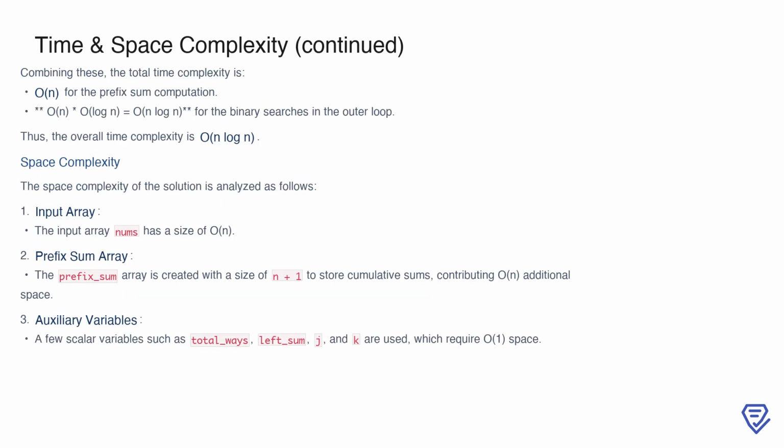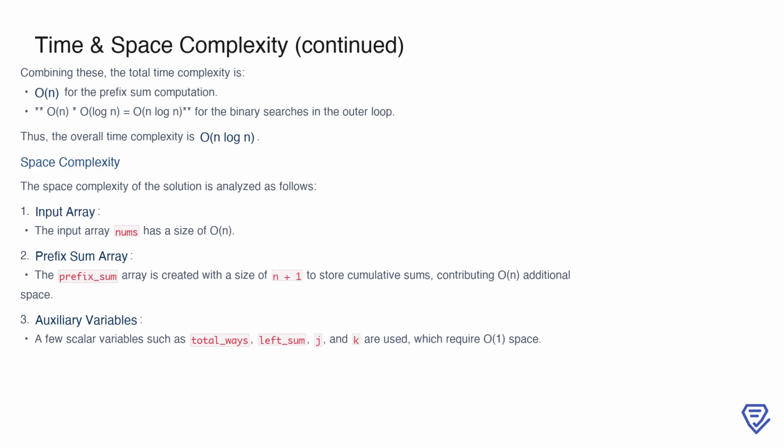When we combine these operations, the total time complexity is derived as follows. First, we have O(n) for computing the prefix sum array. Then, for the outer loop, there are n iterations, and during each iteration, the binary searches together contribute O(log n). Multiplying these gives us n times log n, which is O(n log n). Adding the prefix sum computation to this, the overall time complexity remains O(n log n), as it dominates.